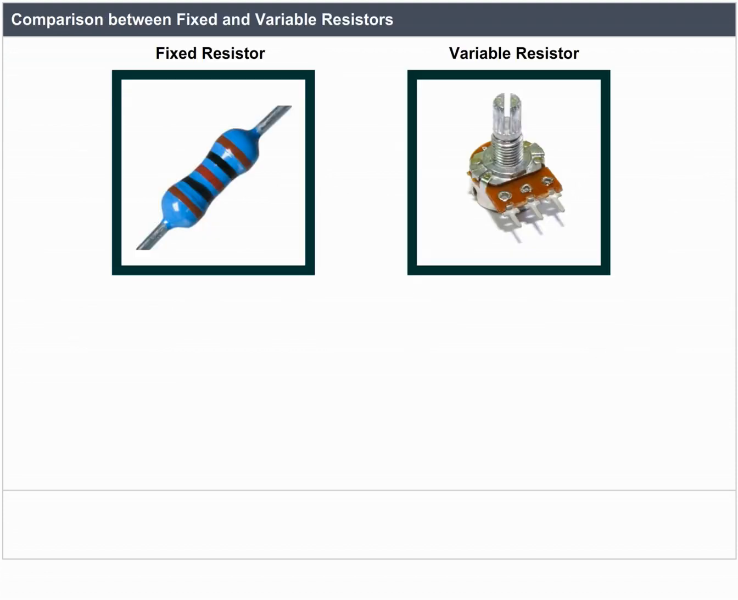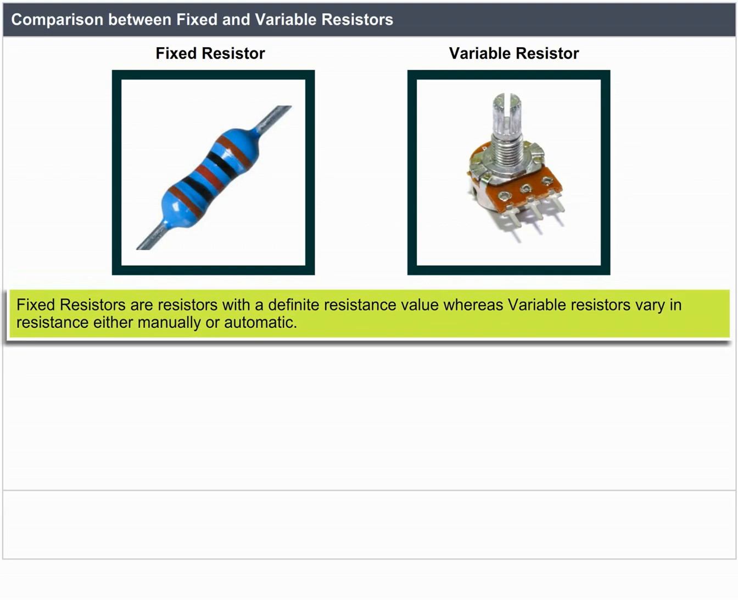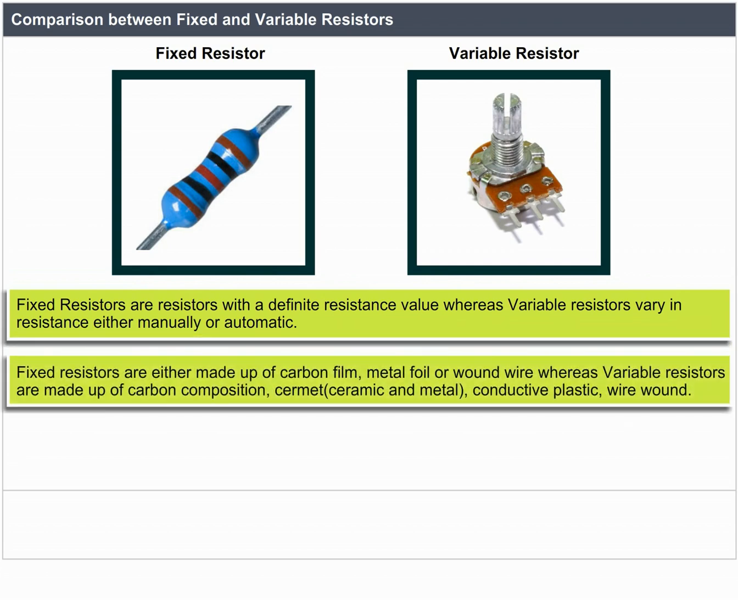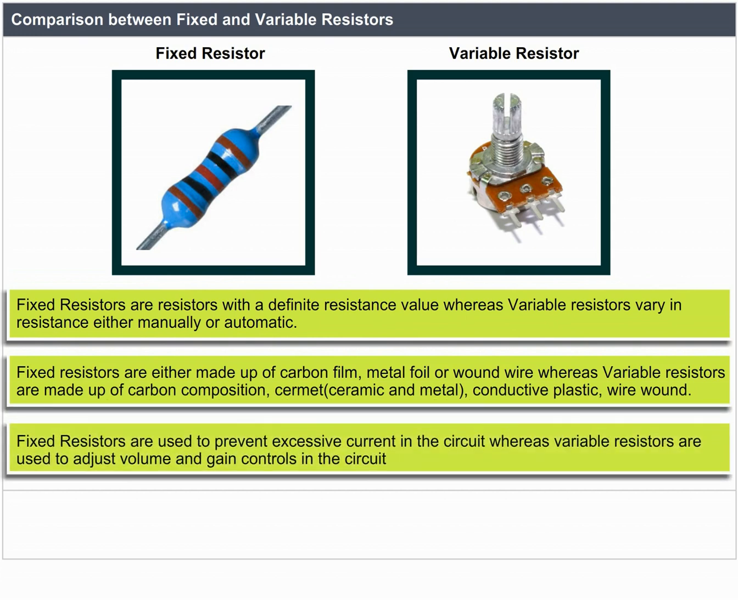Comparison between fixed and variable resistors. Fixed resistors are resistors with a definite resistance value, whereas variable resistors vary in resistance either manually or automatically. Fixed resistors are either made up of carbon film, metal foil or wound wire, whereas variable resistors are made up of carbon composition, cermet, ceramic and metal, conductive plastic, wire wound. Fixed resistors are used to prevent excessive current in the circuit, whereas variable resistors are used to adjust volume and gain controls in the circuit.